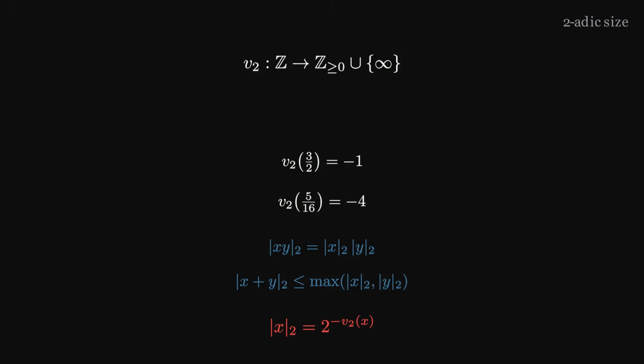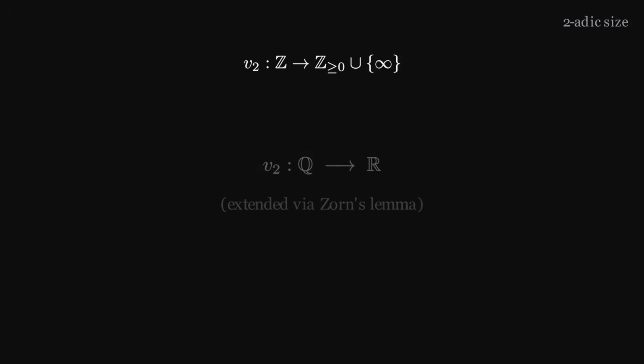We want to extend this size function, this 2-adic valuation, from the rationals to all real numbers, because the triangles in our dissection can have vertices with irrational coordinates, not just rational ones. And extending a valuation to the full real line requires, I won't hide it from you, Zorn's lemma, a form of the axiom of choice. Mathematicians have proven this extension exists. Every real number gets a 2-adic size.